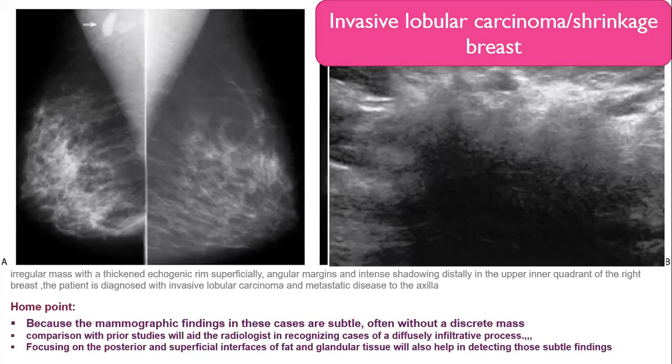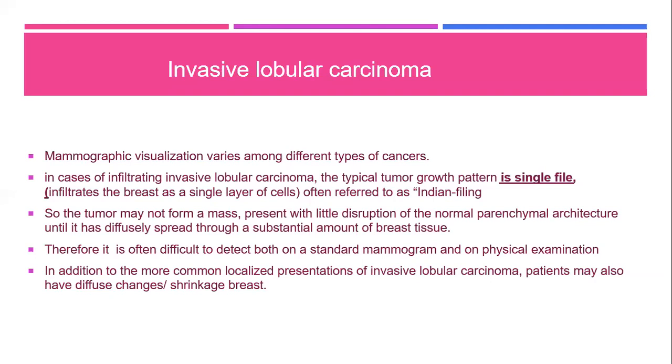And focus also on the posterior breast, because the breast shrinks. So the parenchyma will shrink and we will leave more fat at the posterior part of the breast compared to the non-involved contralateral side. So you can look for these subtle findings.